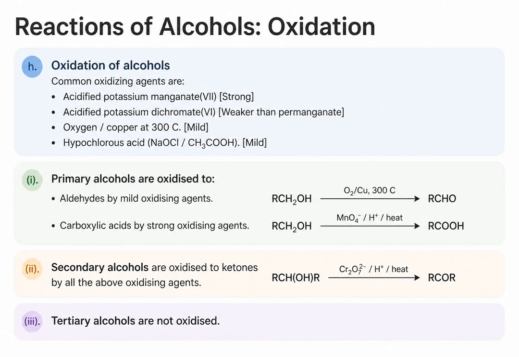Oxidation is a fundamental reaction for alcohols. Primary alcohols can be partially oxidized to aldehydes using mild agents like hot copper and oxygen, or fully oxidized to carboxylic acids using strong agents like acidified potassium permanganate. Secondary alcohols are oxidized to ketones regardless of the agent used. Tertiary alcohols, lacking a hydrogen atom on the hydroxyl-bearing carbon, resist oxidation entirely under normal conditions.